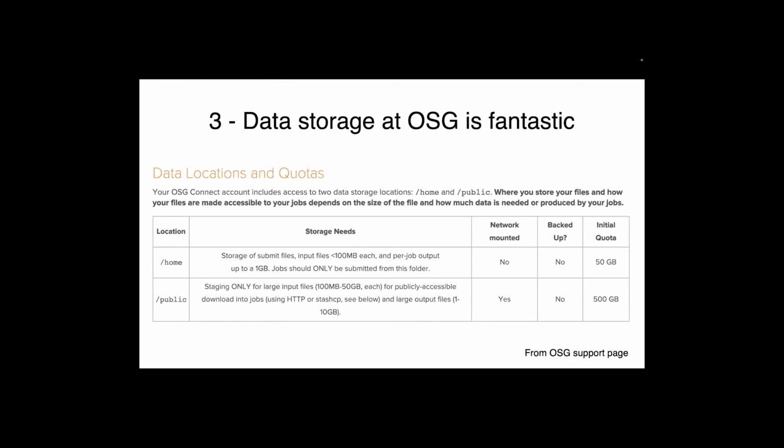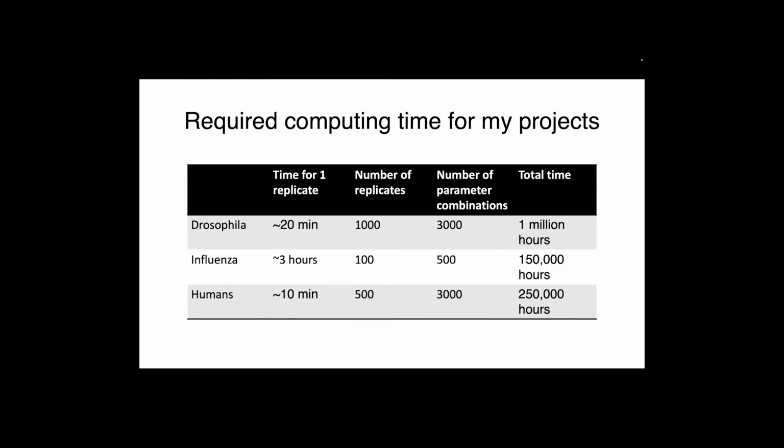And it's useful to be able to keep this sort of a backup there at the data storage part. So I think that's great. What I wanted to show you quickly here is that we've been doing this for different species. For Drosophila, each of these replicates on average takes about 20 minutes. We performed 1,000 replicates of each with 3,000 parameter combinations, and that's about 1 million hours required based on these numbers. Of course, it's not exactly this, because this is just a mean number.